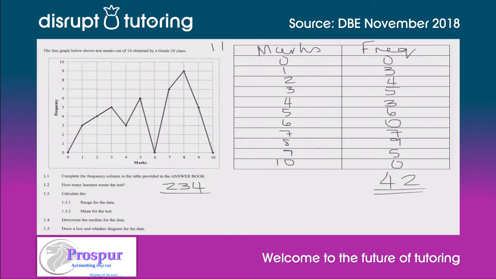So essentially, 234 is the total marks that the class got. If you add up every single mark that everyone got, you would get 234. And we're going to divide that now by 42. Why? Because there were 42 learners that wrote the test. That's going to give us the average mark per learner. And we're going to plug that into our calculator, and we're going to see that the average for this particular test was 5,57. So just above 50%.